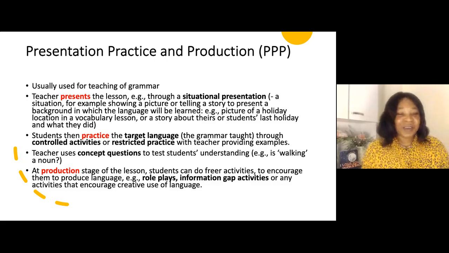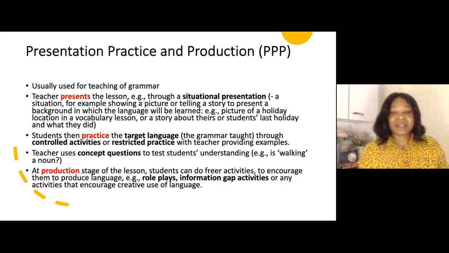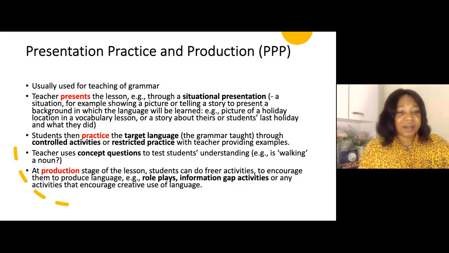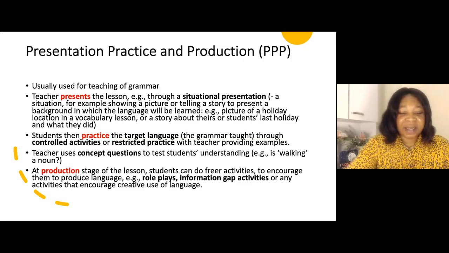Usually you use concept questions with PPP. So having taught, for example, what is a verb or what is a noun or whatnot, whatever you're teaching, you now begin to test the concept. So is walking a noun? Walking. And I'm going to ask that question to you. Now, in the chat, I need your answers. Is walking a noun?